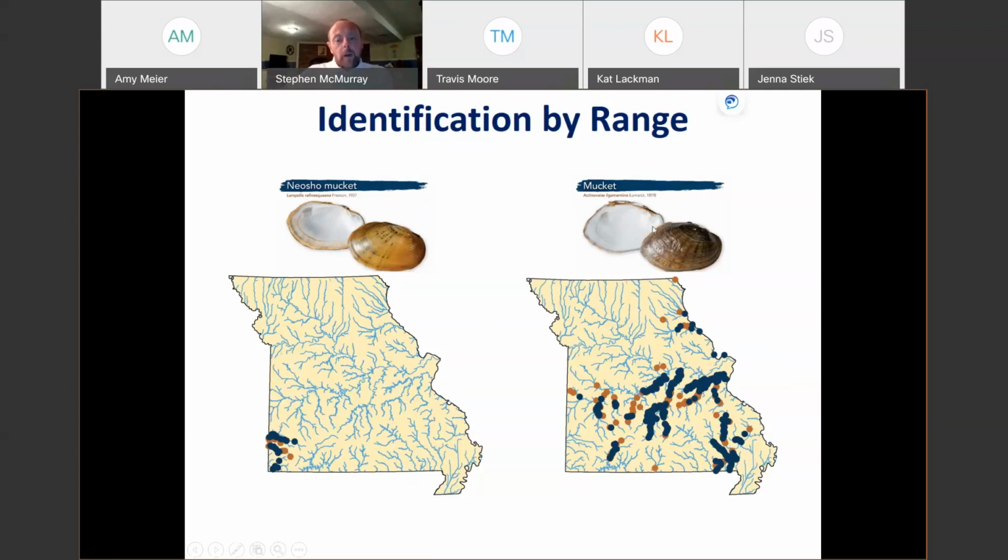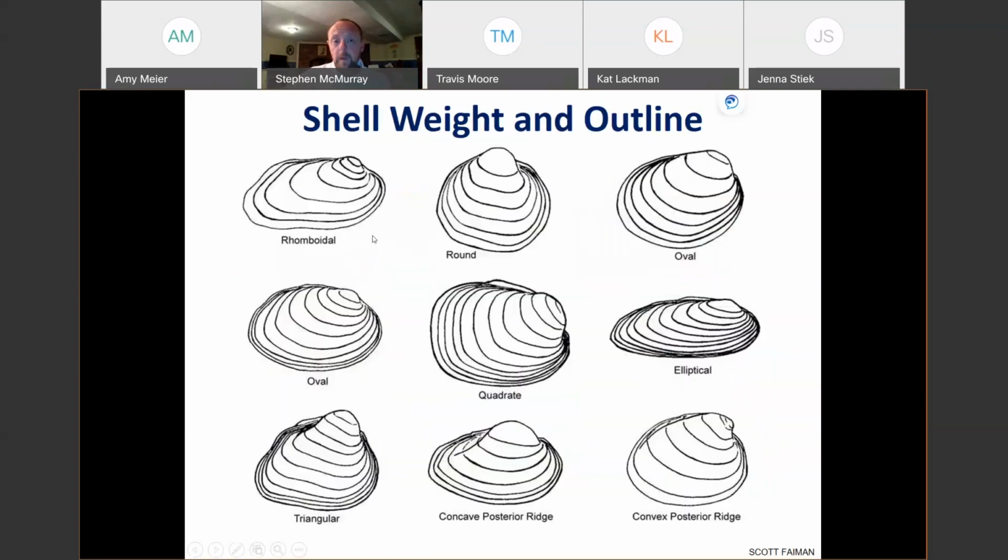So if you're in the middle of the Merrimack River and you pick up something that looks like this, it's a mucket. And the same thing goes if you're in the Spring River system, in Shoal Creek outside of Joplin, and you pick up something that looks like this, I can guarantee you that after 100 years of people searching there, it is not the mucket. It is Neosho. Okay.